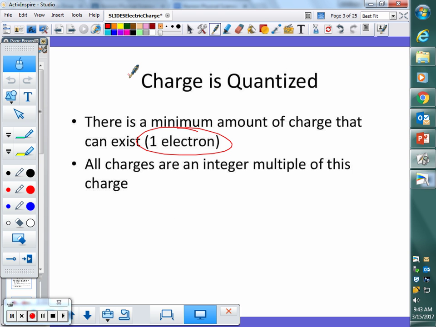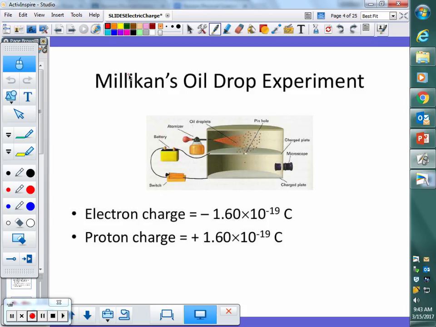Okay? Good with that? And we determined the charge on one electron through a pretty famous experiment by a guy named Robert Millikan, who did something we call the oil drop experiment. I'm not going to explain it to you at this point. It's beyond the scope of what we talk about. But through his experiment, he was able to deduce or measure the charge of one electron as negative 1.6 times 10 to the minus 19th coulombs.